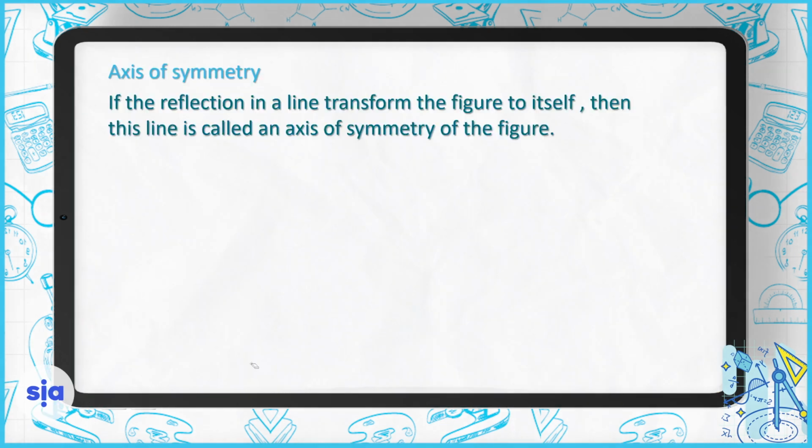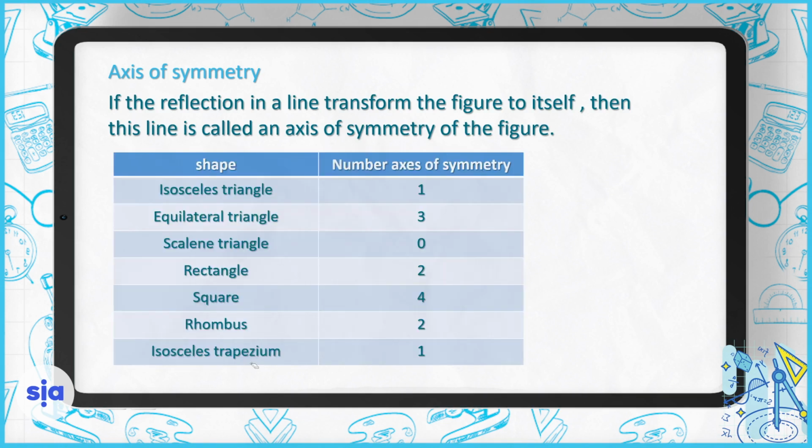If the reflection in a line transforms the figure to itself, then this line is called an axis of symmetry of the figure. The isosceles triangle has only one axis of symmetry. The equilateral triangle has 3 axes of symmetry. The scalene triangle has no axes of symmetry. The rectangle has 2 axes of symmetry. The square has 4 axes of symmetry. The rhombus has 2 axes of symmetry, whereas the isosceles trapezoid has only 1 axis of symmetry.